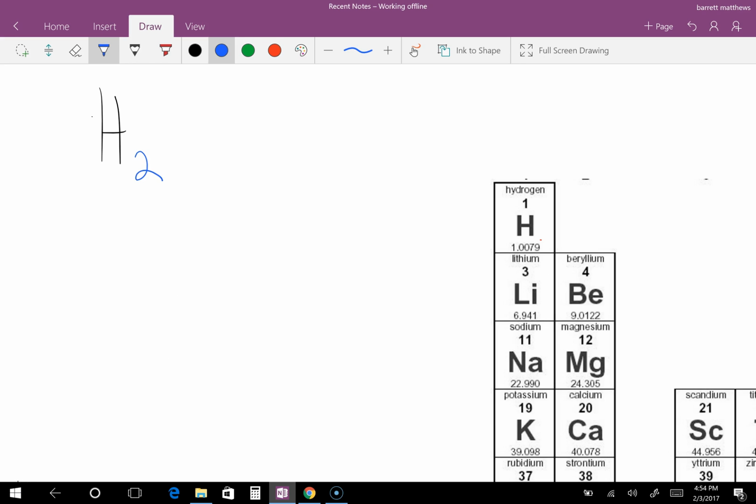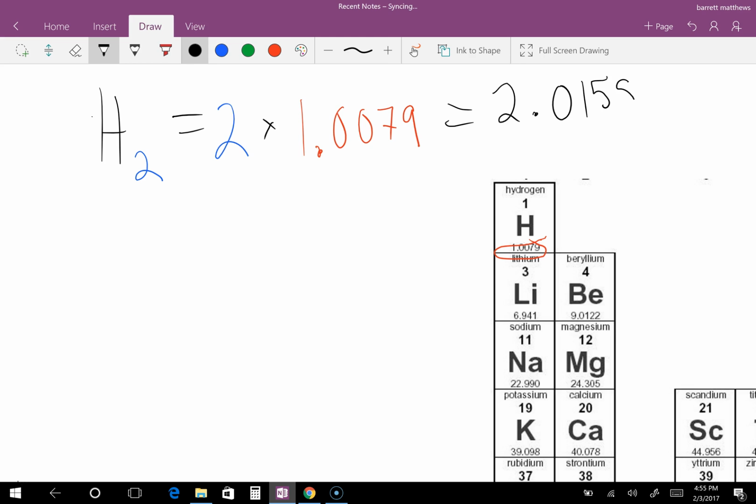So let's take a look at something really simple, like hydrogen. Hydrogen is diatomic, so hydrogen will have 2 as a subscript for 2 hydrogens. So 2 times the mass of hydrogen is going to equal 2.0158. So this is a very simple example.